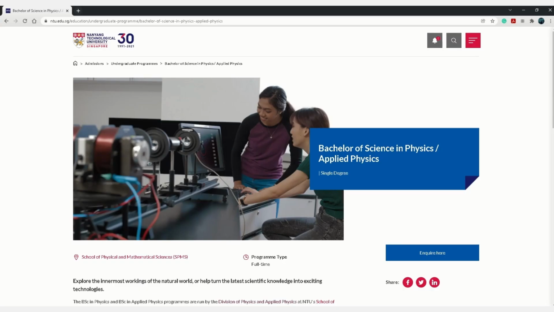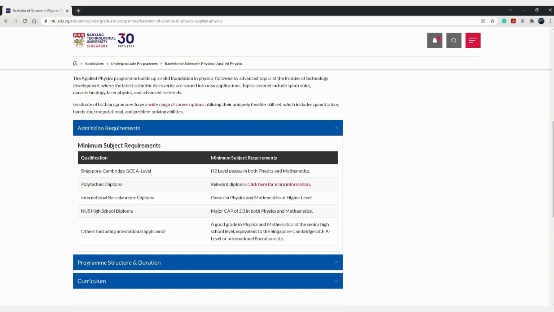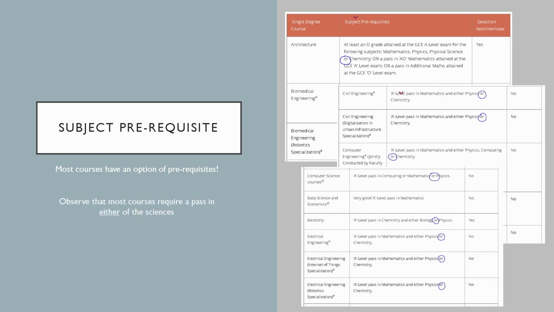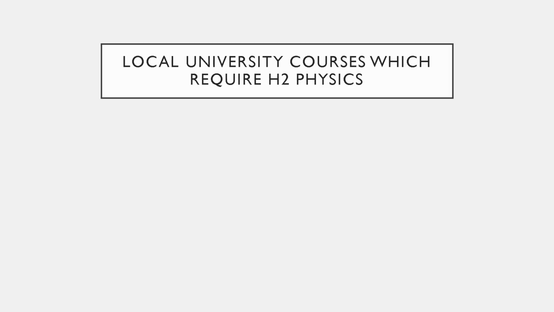For example, the course Physics and Applied Physics offered in NTU has the subject prerequisites of a pass in both H2 Physics and H2 Mathematics. This means that someone taking either physics or mathematics at the H1 level, or not at all, is automatically not eligible to apply for this course. Fortunately, most university courses allow for an option of prerequisites, in the sense that they merely require a pass in physics or chemistry or biology, or any 2 of them. Hence, we only need to consider the subjects which mandate physics as a prerequisite. While the list is non-exhaustive, some courses which mandate H2 physics as a prerequisite are shown below.